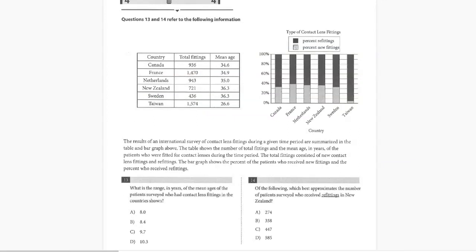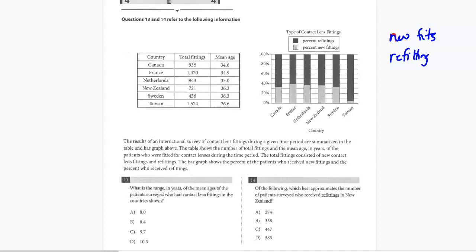Number 13 and 14. This problem's going to be kind of tough to see if you don't have the actual sheet right in front of you, because it's kind of hard to smush all this on one page. But basically it says the results of a survey of contact lens fittings are summarized. The table shows the total number of fittings and the average age, mean is average, of patients who were fitted. The total fittings consisted of new fittings and refittings. So the two categories we're trying to keep track of here are new contact lens fittings and refittings.